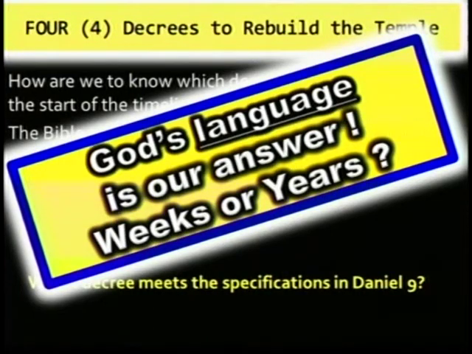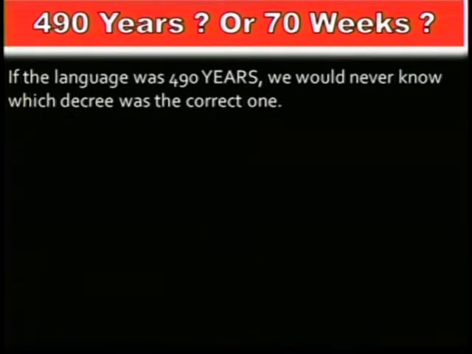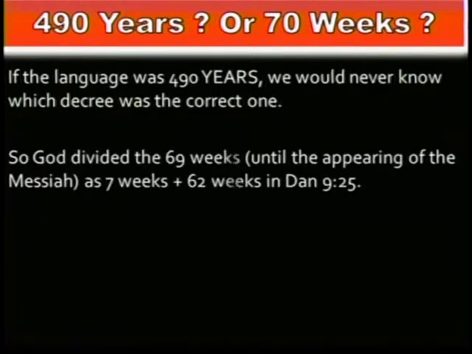God's language is our answer, using weeks instead of years. So is it 490 years or is it 70 weeks? If the language was 490 years, we would never know which decree was the correct one. So God divided the 69 weeks, and I'm going to show you how he did that.